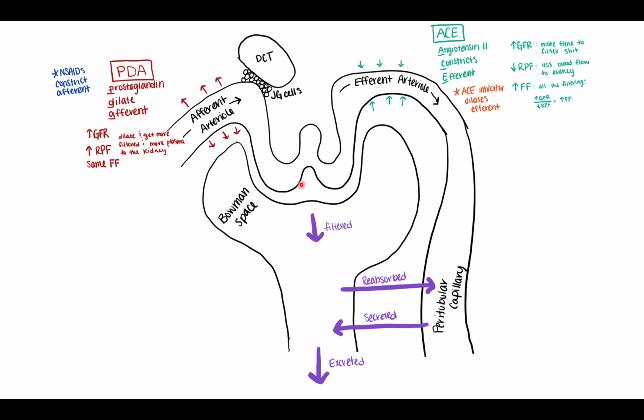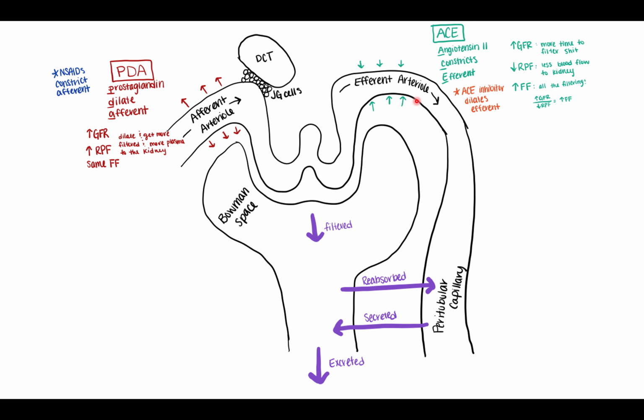So if we know PDA, prostaglandins dilate the afferent, then what happens when you have a drug like an NSAID that blocks prostaglandin synthesis? If you give an NSAID, it's going to do the exact opposite, right? We're blocking this dilation, so NSAIDs would constrict the afferent arteriole and therefore decrease the glomerular filtration rate and renal plasma flow. And if we come over here to ACE, ACE stands for angiotensin II constricting the efferent.